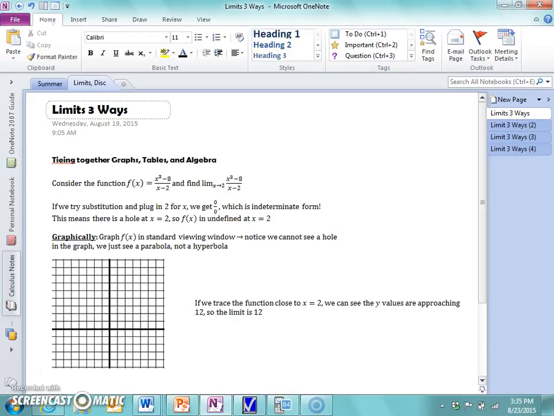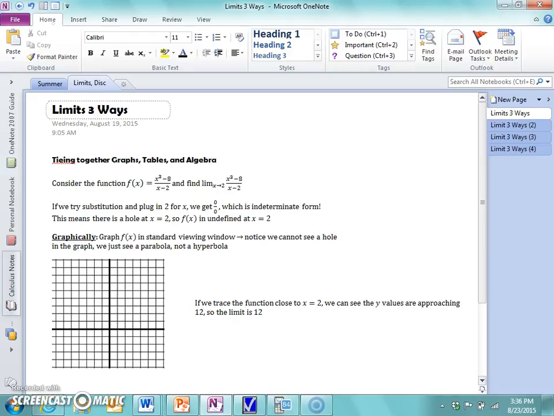the notes. So this video is just a brief overview of limits 3 ways. So limits, we're not going to spend too much time on, but I want to just do one last overview, looking at limits graphically, numerically, and algebraically. All 3 of those are assessed on the AP exam, so I want to make sure you're comfortable with them.